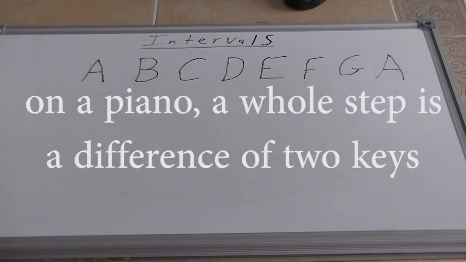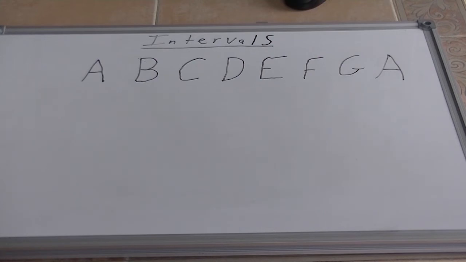So that's the second level of understanding: half step intervals can be combined to create whole step intervals. And also, half step and whole step intervals can be combined to create larger intervals.